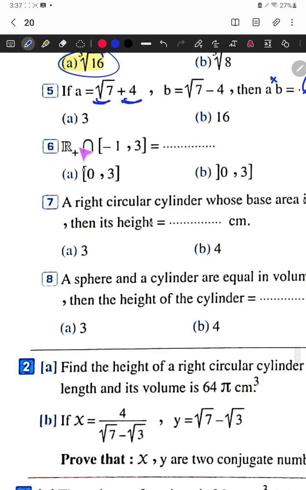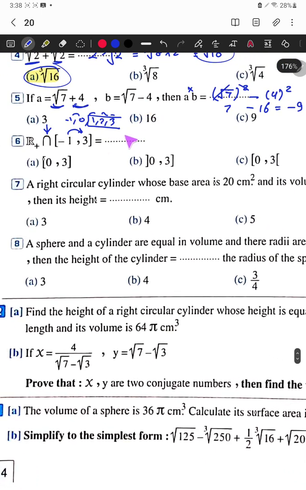So now the next question is about R positive intersect the interval -1 and 3. So we want to get the intersection between these two sets. So we want to get the common elements between these two sets, and the common elements are the positive numbers in these two sets, because this is R positive. So this interval is talking about -1 to 3, so it's -1, 0, 1, 2, 3, and all of the numbers between them actually. So now we can get from 1 to 3 only, because these are the positive numbers, because we want to get the intersection between these two sets. So we want to get the positive numbers only. So the positive numbers are 1, 2, 3, and you can express it in many ways.